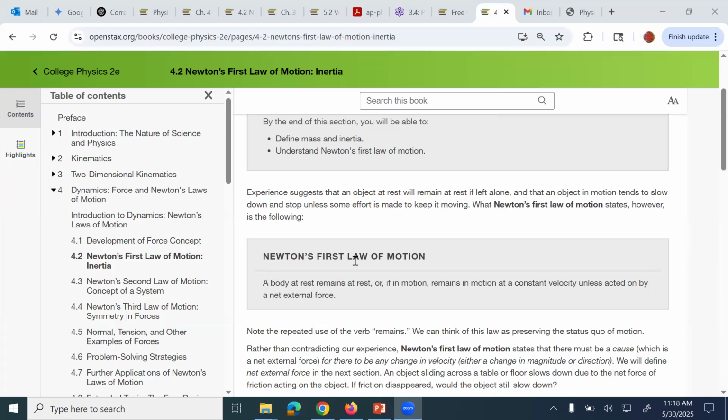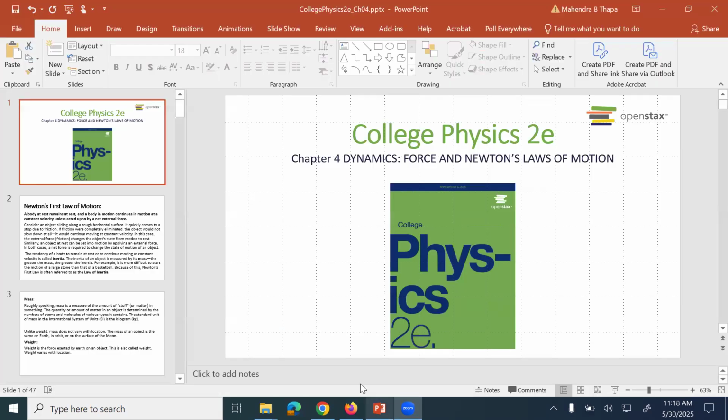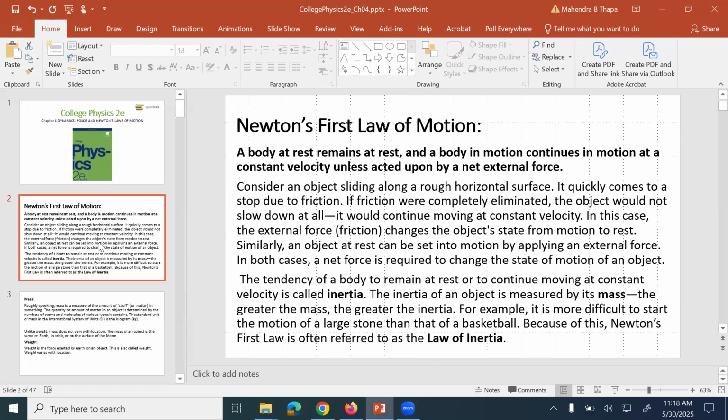Newton's first law of motion states that a body at rest remains at rest, or if it is in motion, remains in motion at constant velocity unless acted on by an external force. So this is Newton's first law. Let's take one example.